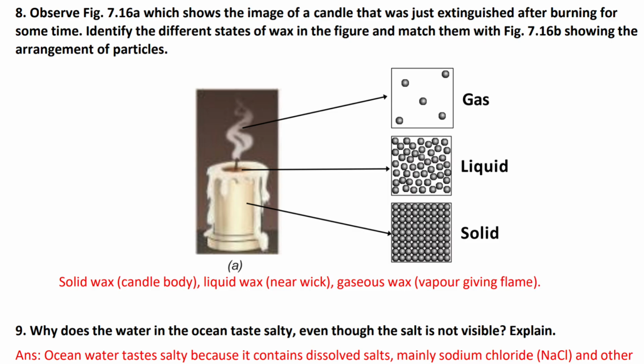Question number 8. Observe Fig. 7.16 A, which shows the image of a candle that was just extinguished after burning for some time. Identify the different states of wax in the figure and match them with Fig. 7.16 B showing the arrangement of particles. Gas. Liquid. Solid. Solid wax, candle body. Liquid wax, near wick. Gaseous wax, vapor giving flame.